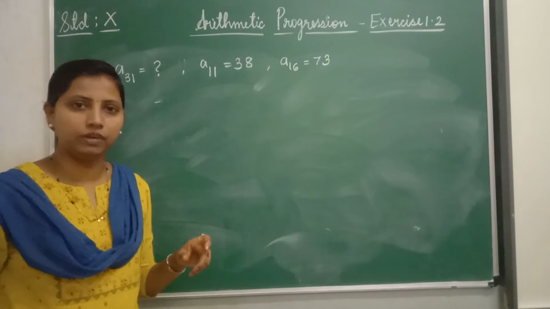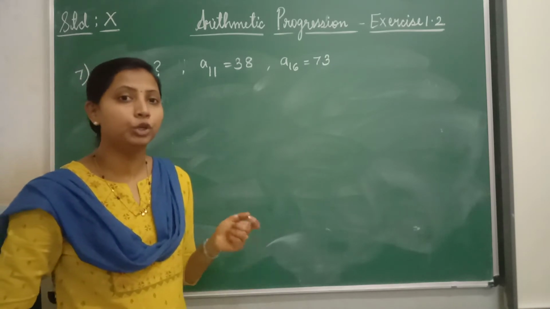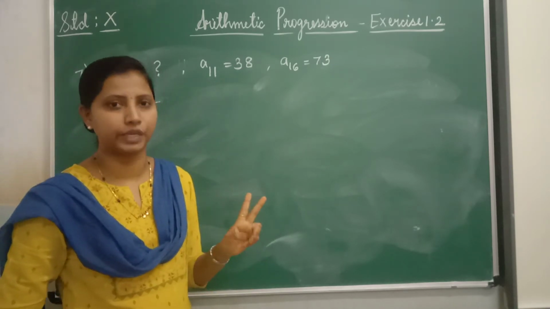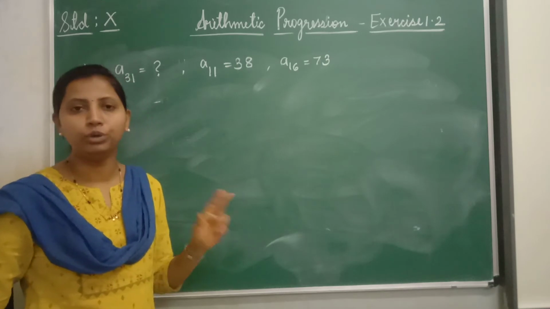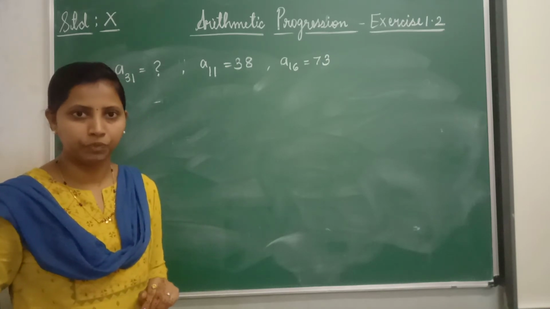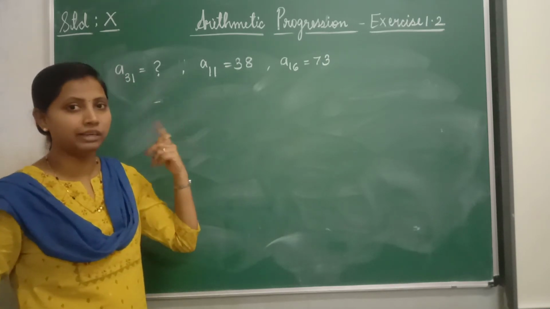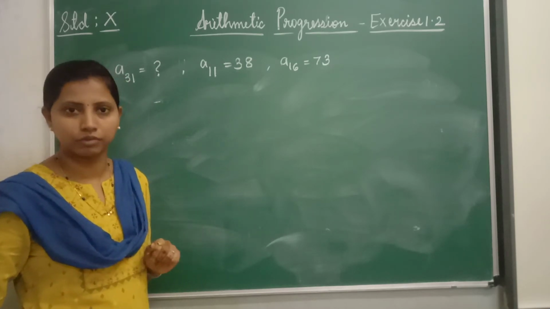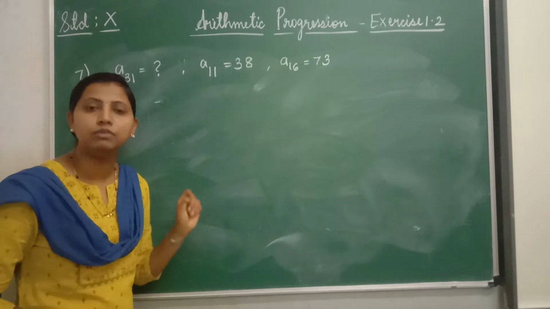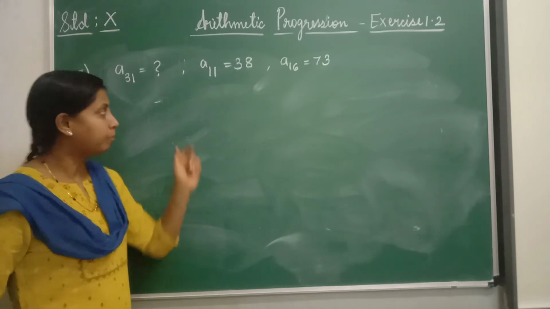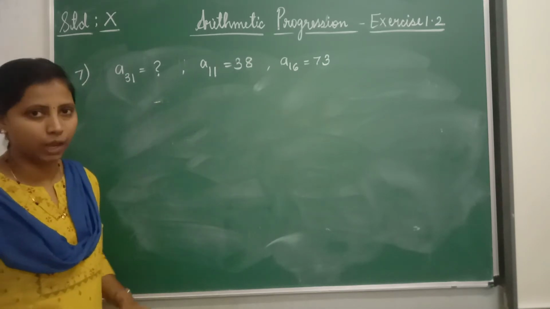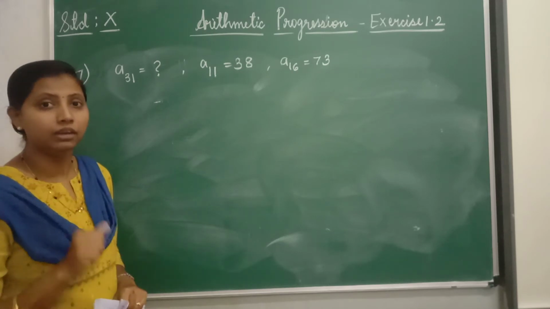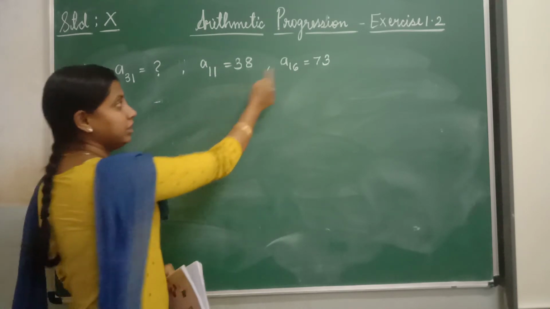Now, to find any term of the AP, you need the first term and the difference. If A and D are known, you can find any term of the AP. But here the first term is not given, and the difference is also not given. So firstly we have to find the first term and the common difference. Then we can find the 31st term of the AP.